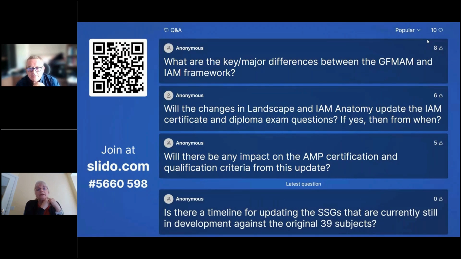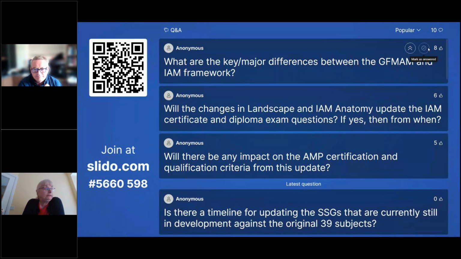So I'll let you answer the next one, the diploma and the app. Okay, yeah. So will the changes in the landscape and the IM anatomy update the IM certificate and diploma exam questions? And if yes, then when?